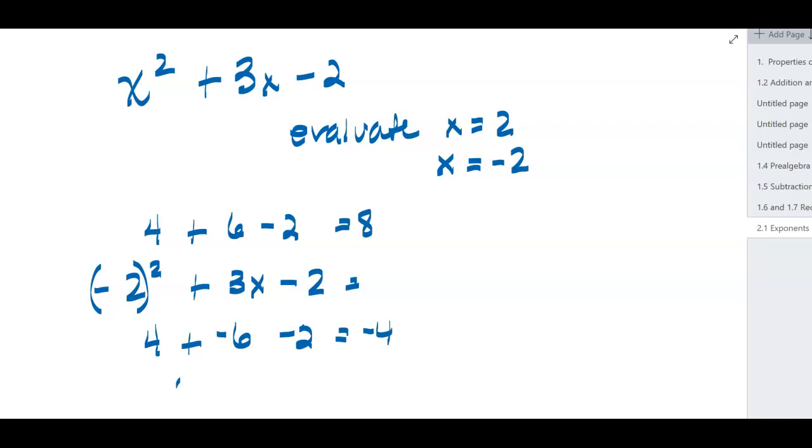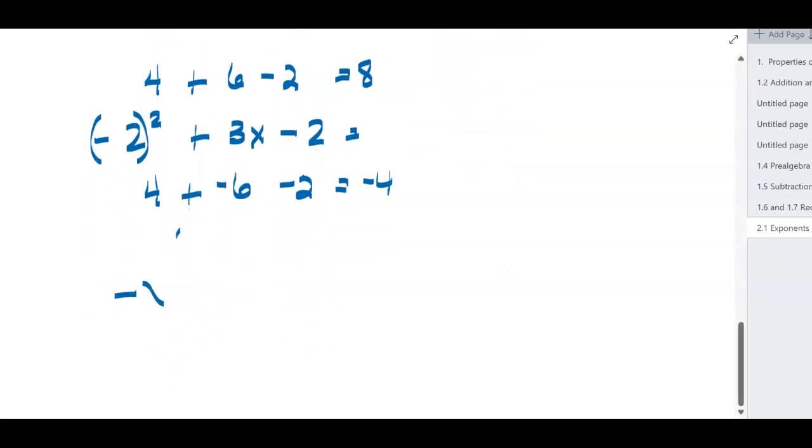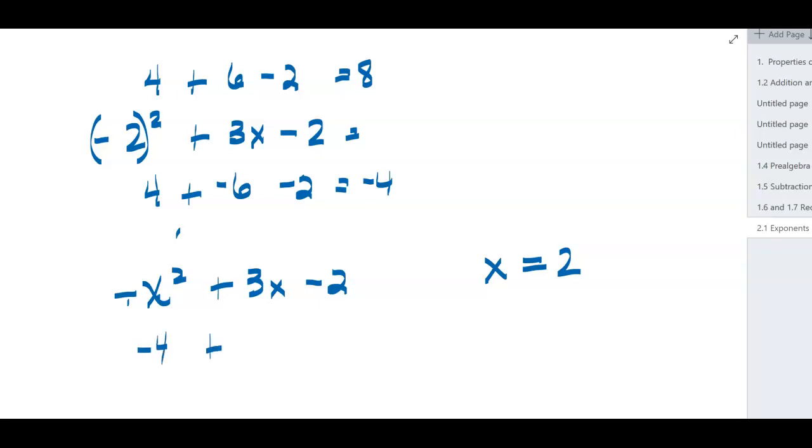But if you see this, negative x squared plus 3x minus 2, and they say x is equal to 2, you're gonna have 4 and make it negative. So this would be, because x is 2 and x is being squared, and then because it comes second, a negative is applied, then that will be negative 4 plus 6 minus 2, which I believe is 0. Negative 4 plus 6 is 2 minus 2 is 0.